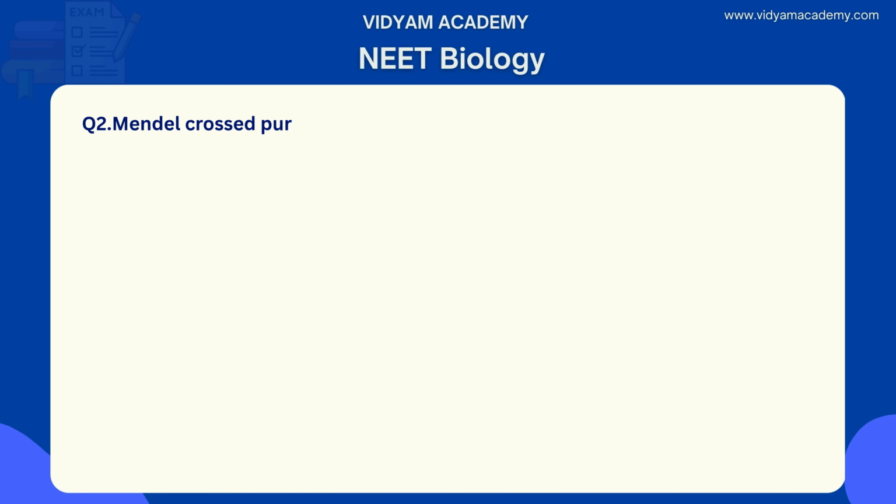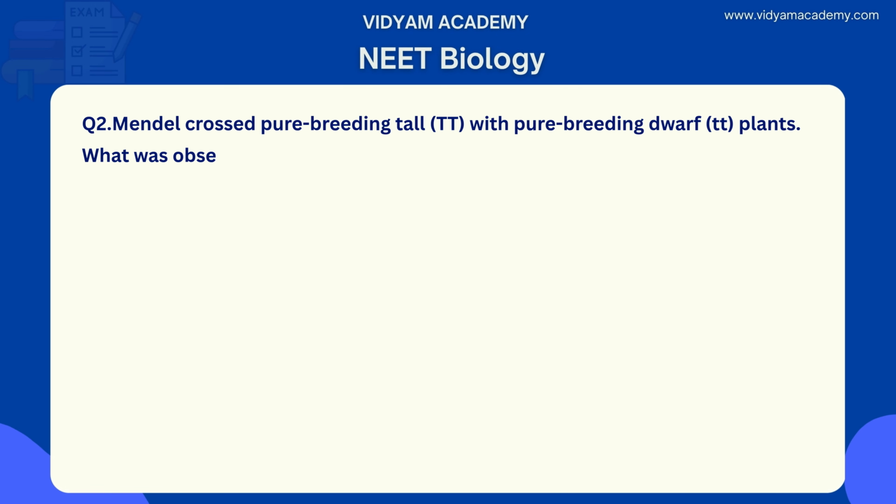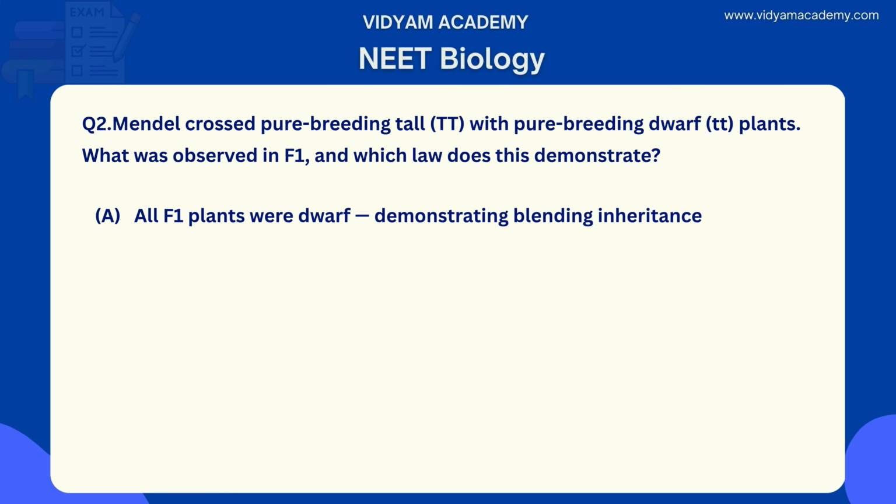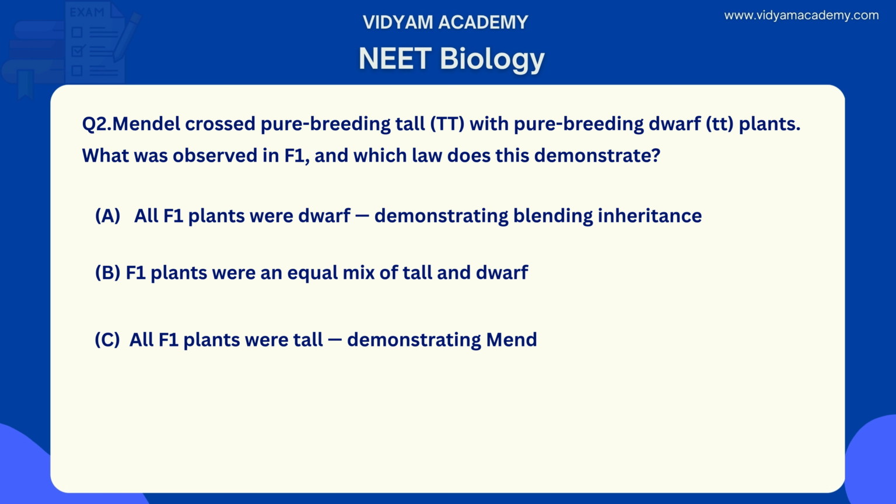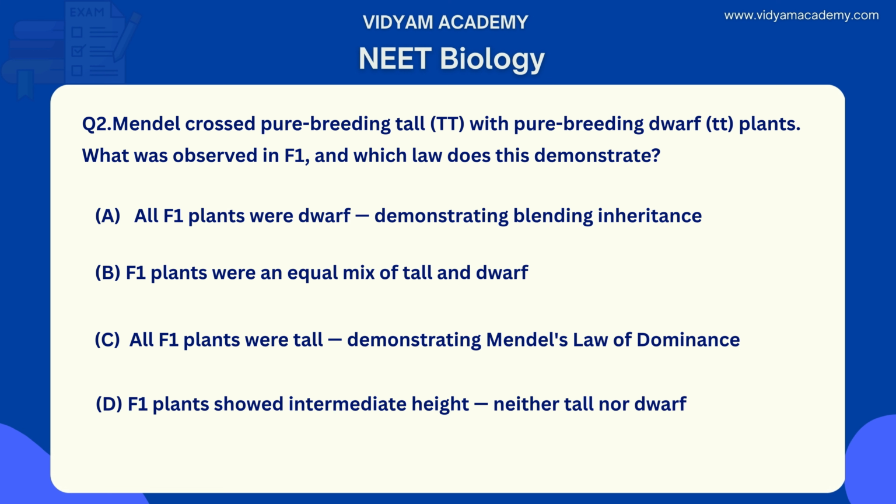Question number 2. Mendel crossed pure breeding tall TT with pure breeding dwarf tt plants. What was observed in F1 and which law does this demonstrate? Option A. All F1 plants were dwarf, demonstrating blending inheritance. Option B. F1 plants were an equal mix of tall and dwarf. Option C. All F1 plants were tall, demonstrating Mendel's law of dominance. Option D. F1 plants showed intermediate height, neither tall nor dwarf.